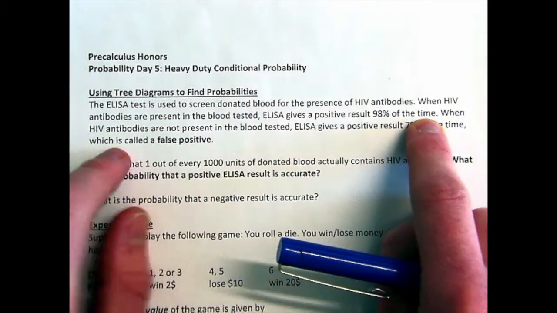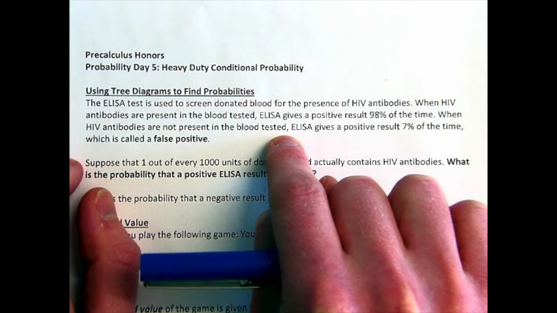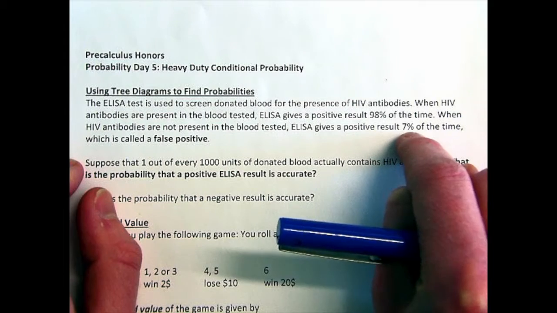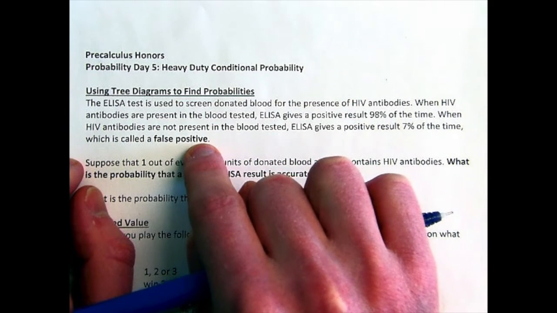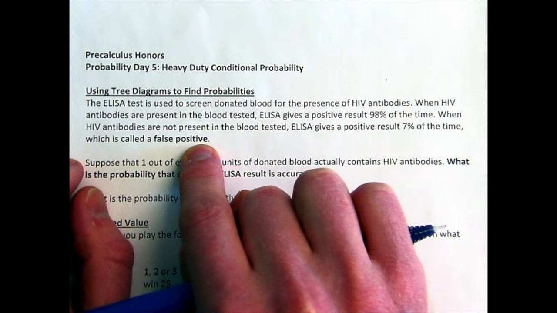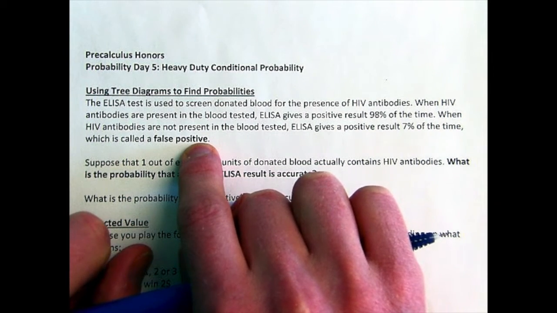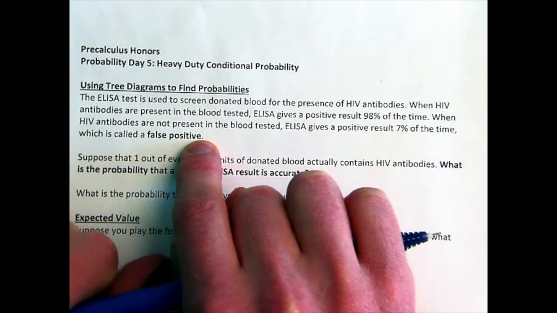When HIV antibodies are not present in the blood tested, in other words, when there's no infection, ELISA gives a positive result 7% of the time, which is called a false positive. It would be a false positive because there are no antibodies in the blood, in other words, there is no infection, and yet the test is still saying that there's an infection. So that is a false positive.